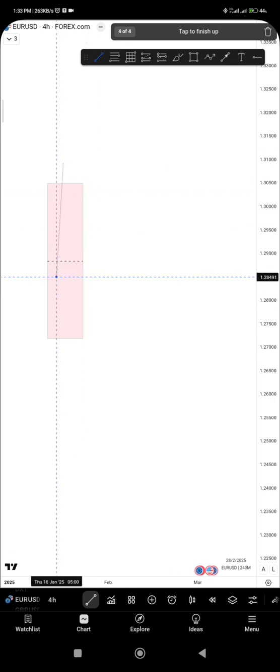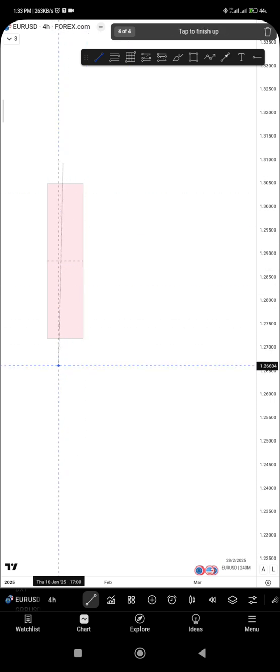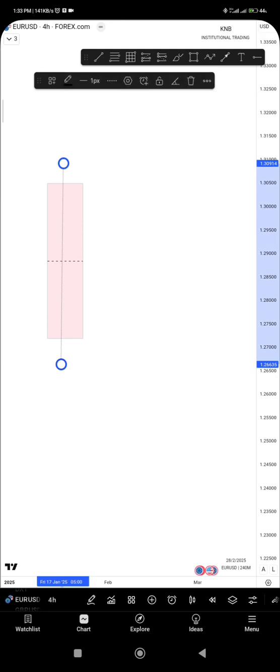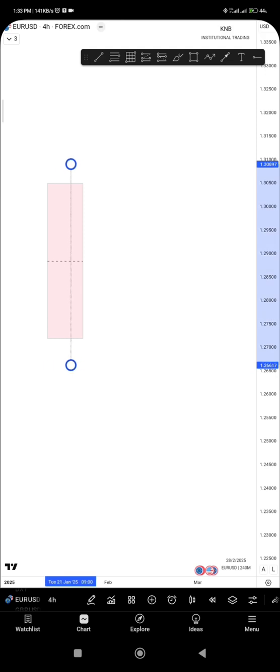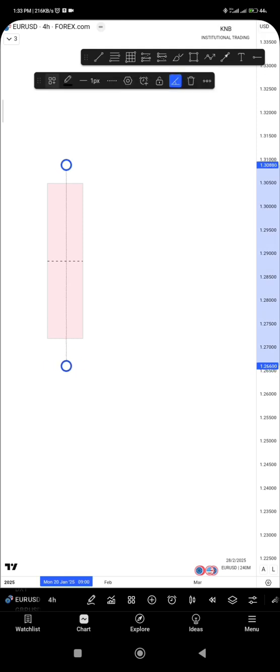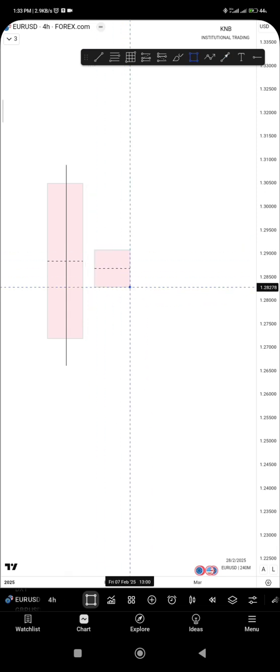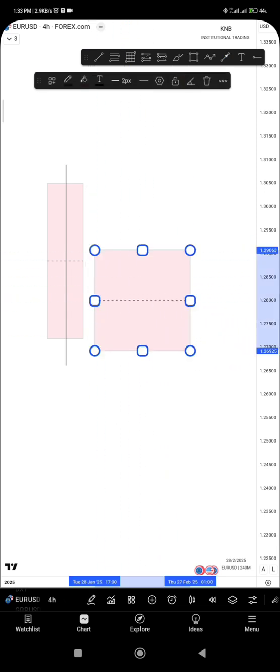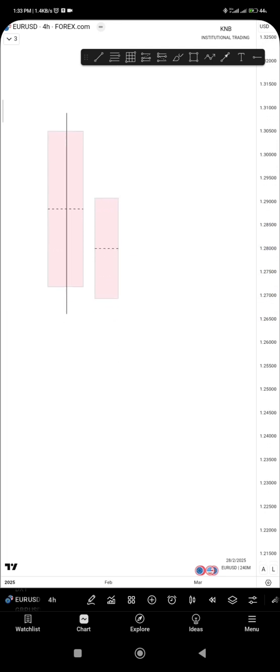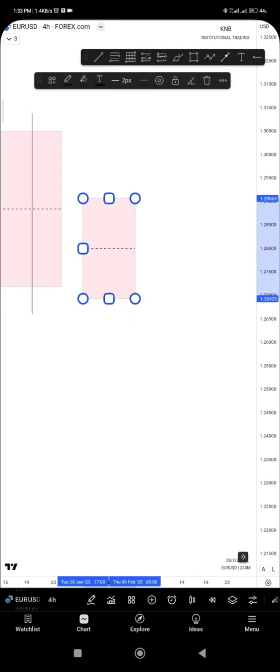It's a model where we just use SMT divergence for both our bias and our entry. No need for higher time frame, no need for draw on liquidity. All you just want to see is an SMT divergence. Then you drop to a lower time frame and you want to see another SMT divergence.